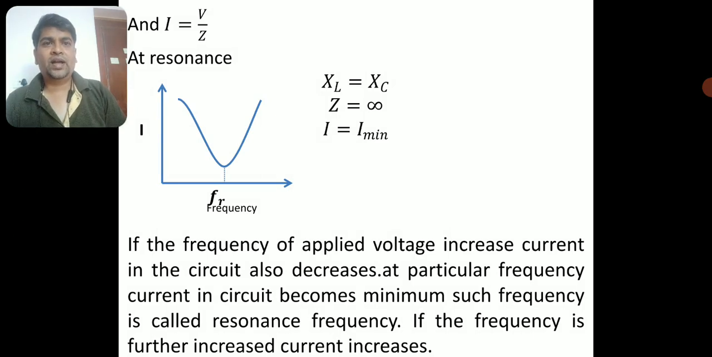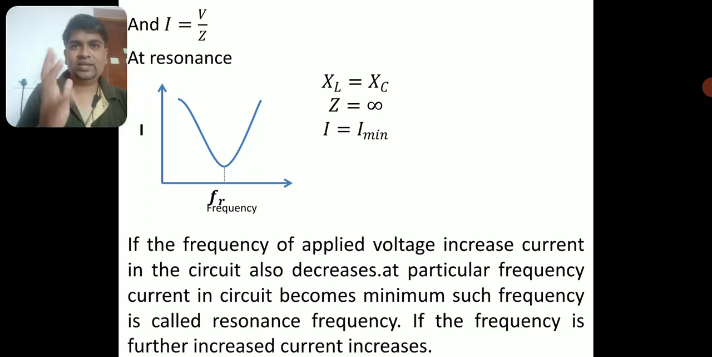Now here I can say that at resonance, XL is equal to XC, when inductive reactance is equal to the capacitive reactance. Z is infinite. Z has a very large value. When Z has a very large value, the current becomes minimum. So that is why the current becomes minimum in this parallel LCR circuit.